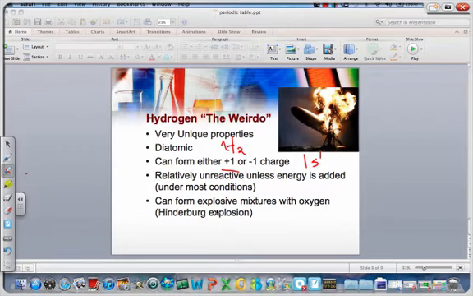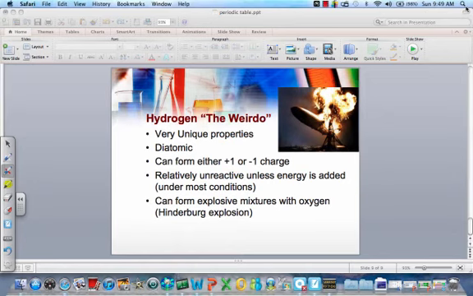And it can form explosive mixtures with oxygen, which is thought to have led to the Hindenburg explosion, which is right here. So if you combine hydrogen gas and oxygen gas, that is an explosive reaction. So when you make water, it releases a lot of energy.